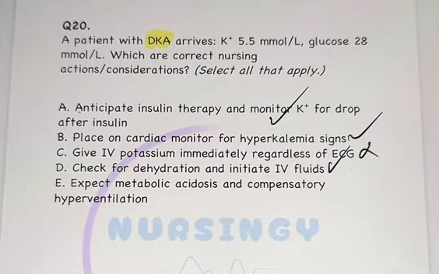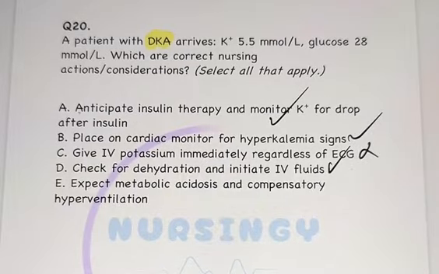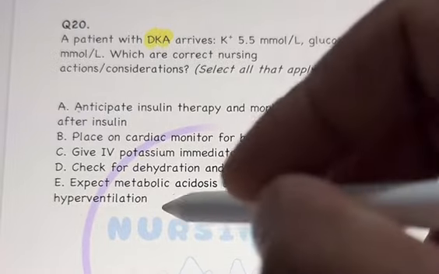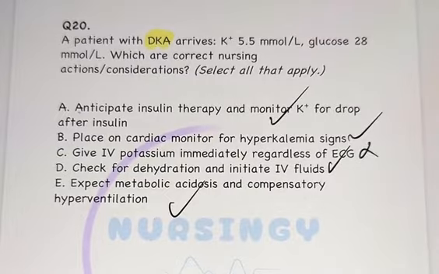I know it is DKA, but it puts the patient into symptoms like HHS. E: expect metabolic acidosis and compensatory hyperventilation. Yes, it's DKA, so it is going to be metabolic acidosis with hyperventilation. The patient is blowing off carbon dioxide to compensate. That's E. Thank you guys.